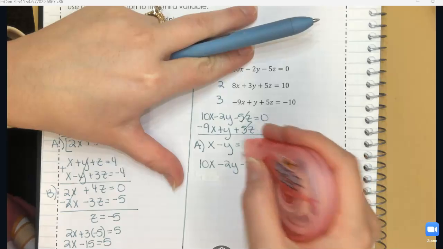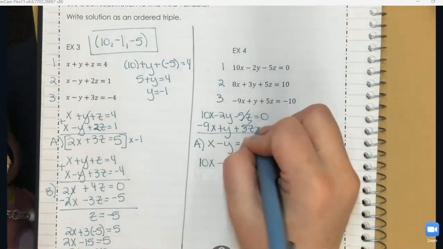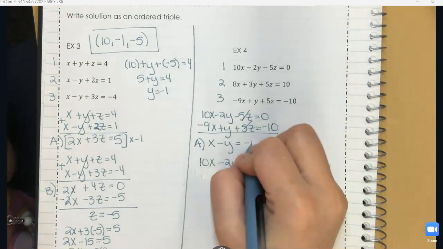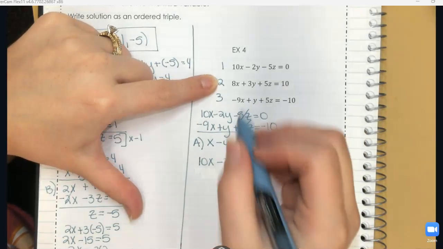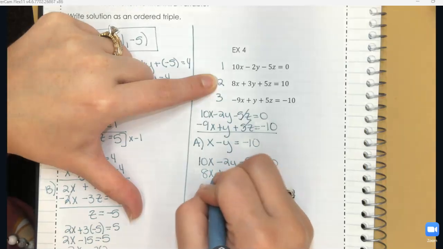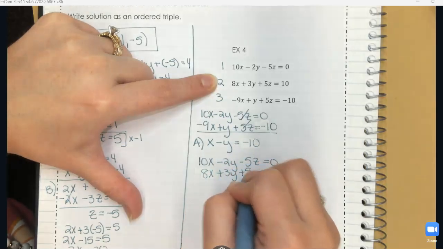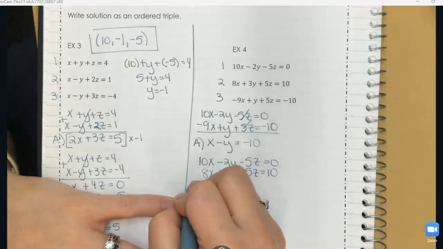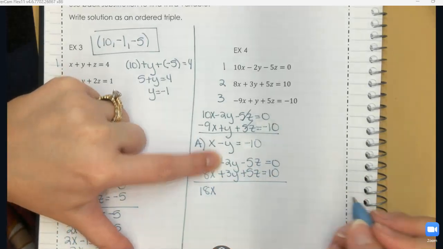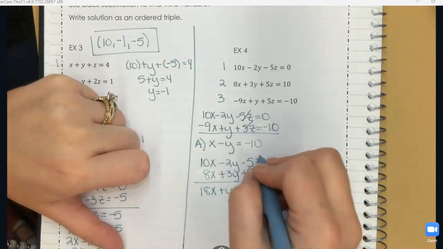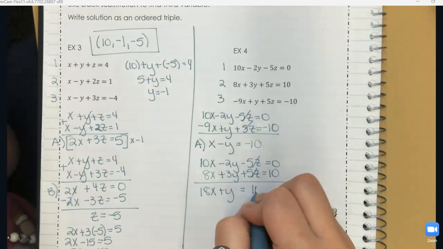So x minus y equals -10. This is still going to be our helpful equation, but to get equation B, I need to actually use equation 2 this time. So 8x plus 3y plus 5z equals positive 10. 10x plus 8x is 18x. Negative 2y plus y is y. My z's cancel, and I get 10.